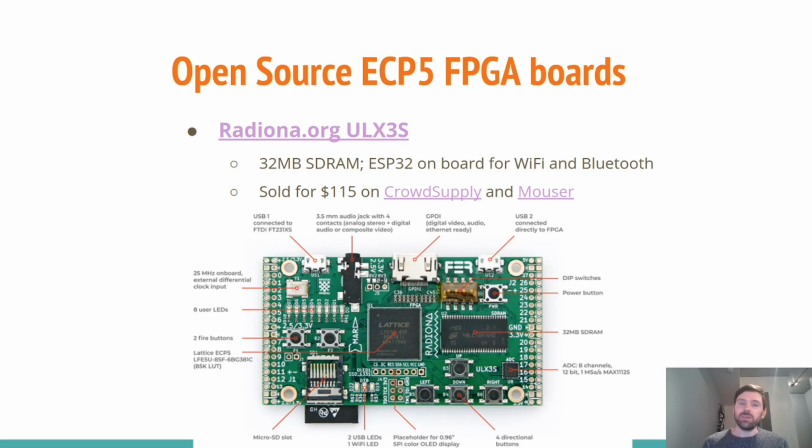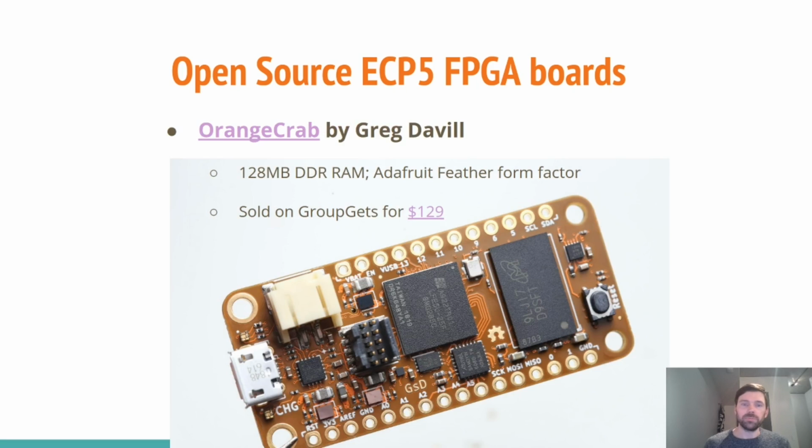So while you probably don't have the Hackaday badge and it's not available for sale, there are other open source boards that have the ECP5 FPGA, one of which is from a hackerspace in Croatia called Radiona. It's the ULX3S. It also has the 32 megabytes of SDRAM, so we can run Linux on it, and it's sold on Crowd Supply and Mouser.